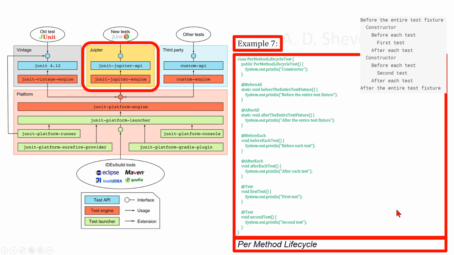Here, as an example 7, we can consider the per-method lifecycle in this code segment. We're considering lifecycle methods also. A lifecycle method is any method that is annotated with @BeforeAll, @AfterAll, @BeforeEach, or @AfterEach annotation. Lifecycle methods execute before or after executing the actual test methods.